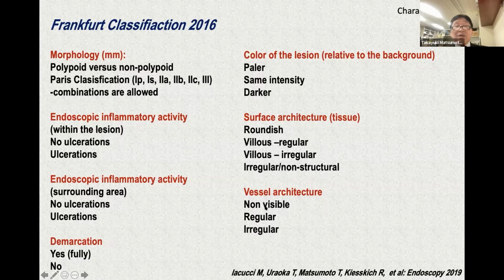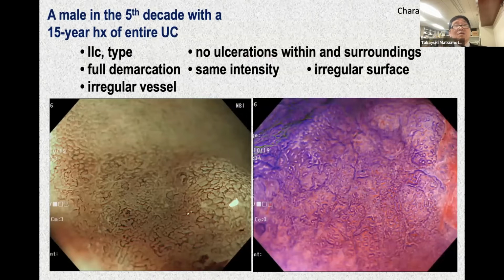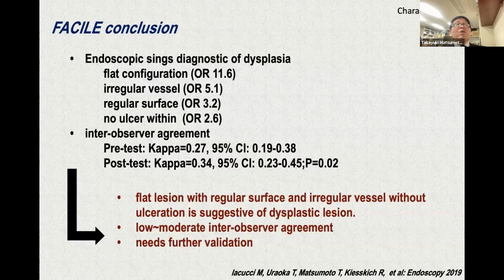And this slide shows an example of the Frankfurt 2016 classification. This is a depressed 2C type lesion with no alterations within and surrounding area, and a full and sharp demarcation and same intensity with irregular surface and irregular vessel. What do you think about it? In any event, we reached a decision that endoscopic signs diagnostic of dysplasia were flat configuration, irregular vessel, regular surface, no ulcer within.